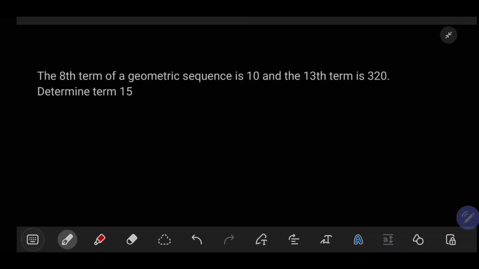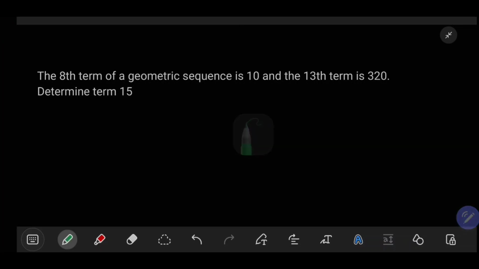It says the 8th term of a geometric sequence is 10, and the 13th term is 320. Determine term number 15. Okay, simple as ABC.